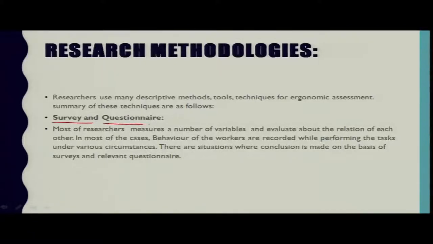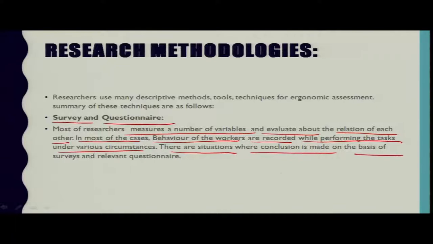So there are various research methodologies used in ergonomics. The most important and most frequently used technique is survey and questionnaire. Most researchers measure a number of variables and evaluate their relation to each other. In most cases, the behavior of workers is recorded while performing the task under various circumstances. So there are situations where a conclusion is made on the basis of surveys and relevant questionnaires.